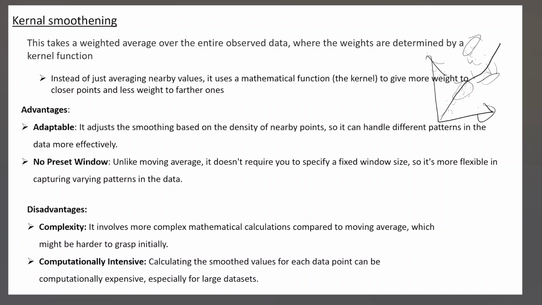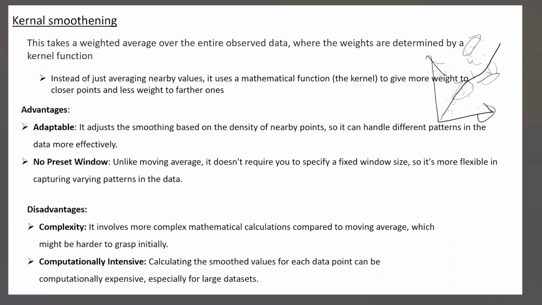Unlike the previous technique, it can handle even complex patterns in the data. Even if it has large fluctuations, it can still capture them. And it is flexible: moving average requires you to give a specific window, while this is flexible and can capture very detailed patterns in the data.